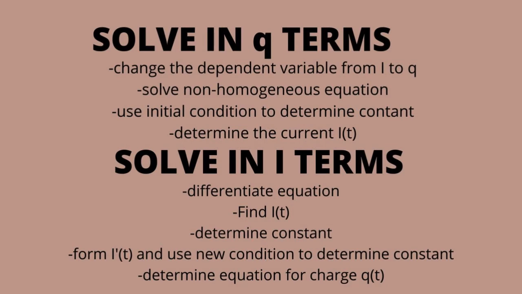Next, the second method to solve an RLC circuit question is to solve in I terms. First of all, we must differentiate the equation. The equation must be in simplified form. And then, we must find I(t). Next, we must determine the constants, which are A and B. And then, form I(t) and use the new conditions to determine the constants. And lastly, determine the equation for charge.